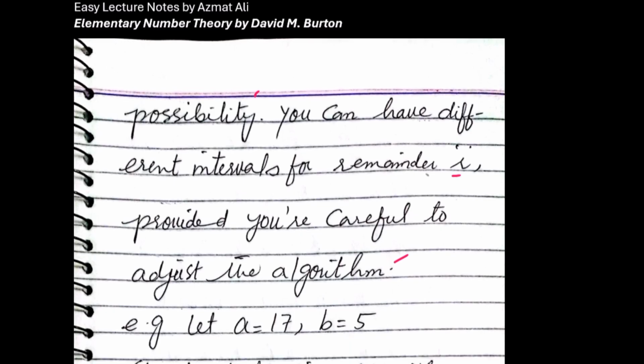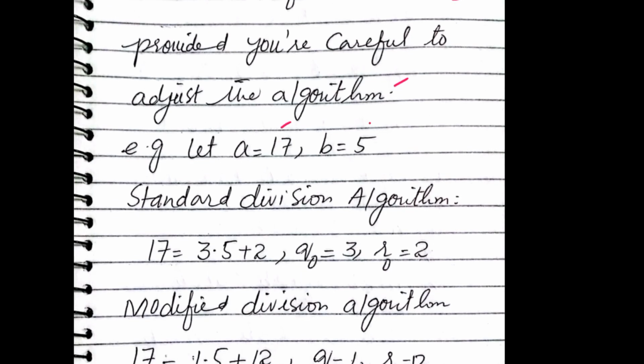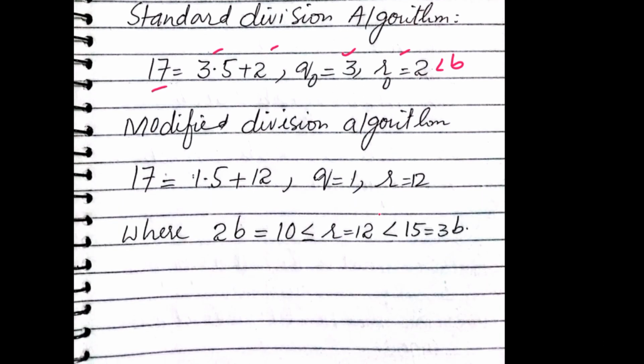For example, if you take a is equal to 17 and b is equal to 5, then according to the standard division algorithm, you can write 17 is equal to 3 into 5 plus 2. So here q naught is 3, that is the quotient, and the remainder is 2, which is always less than b. But in the modified division algorithm, you can write it as 17 is equal to 1 into 5 plus 12. So here the quotient is q is equal to 1, the divisor is 5, and your remainder is r is equal to 12. And you can check that your remainder lies between the interval 2b, which is equal to 10, and 3b, which is equal to 15.